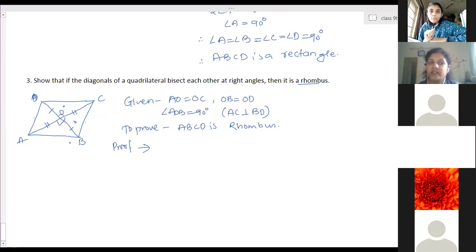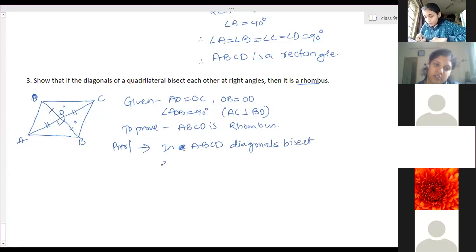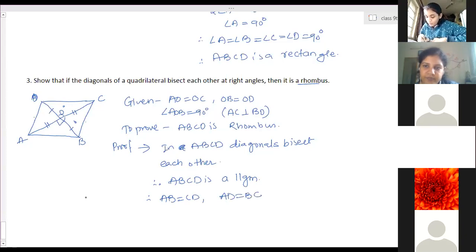So first, prove that it is a parallelogram. In quadrilateral ABCD, diagonals bisect each other. Therefore, ABCD is a parallelogram. Therefore, AB is equal to CD and AD is equal to BC. One thing done. Now take any two adjacent triangles' congruency.